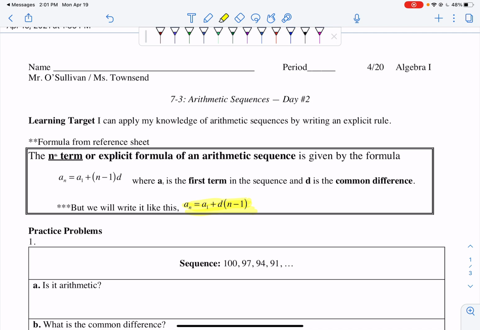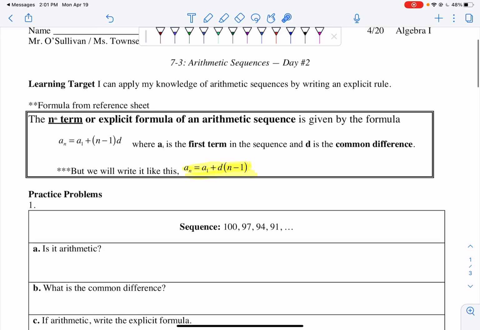So here in our box is our formula that we would use to find the explicit term or write our explicit rule for an arithmetic sequence. I prefer to write it how it is in highlighter right over here, where it says a sub n is equal to a sub 1 plus d times n minus 1, where a sub 1 is your first term of the sequence and your d is what you're going up or down by each time.